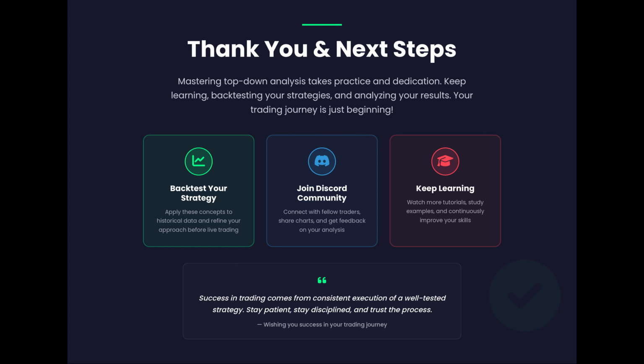Then, once you have statistical evidence that your approach works, move to demo trading. Trade a demo account as if it were real money. Follow your rules, manage your risk, record your results. Demo trading allows you to develop your execution skills without risking capital. Don't skip this phase. It's where you build confidence and refine your process.